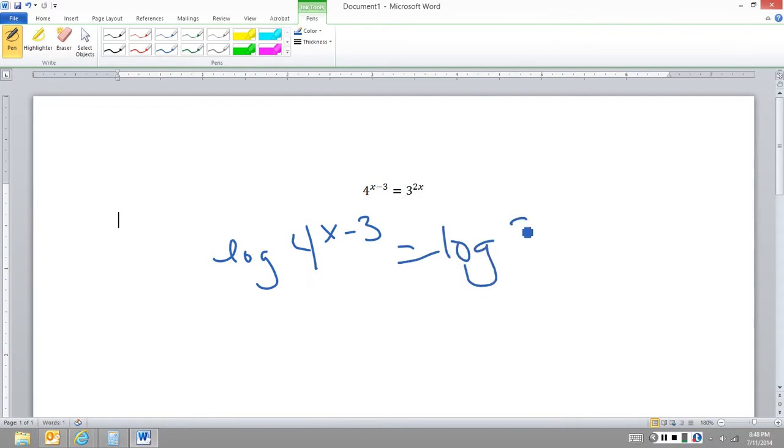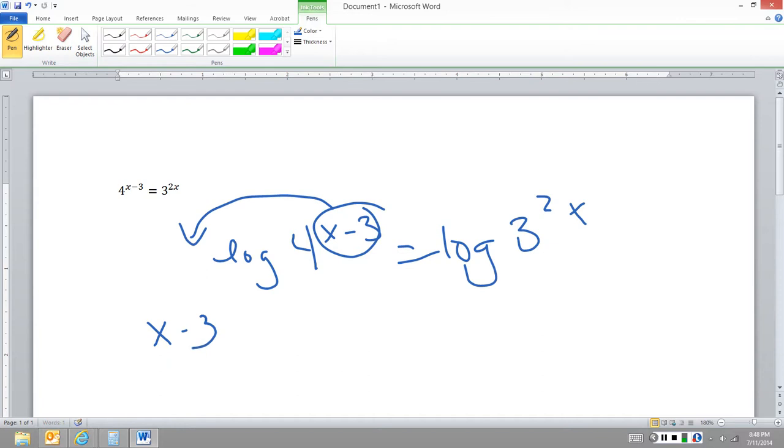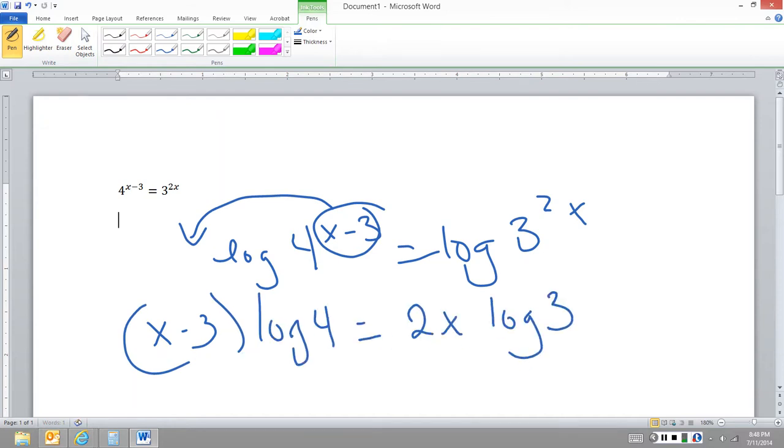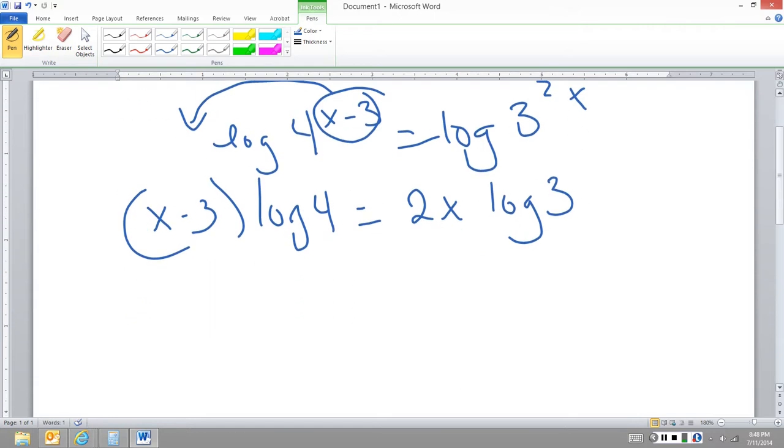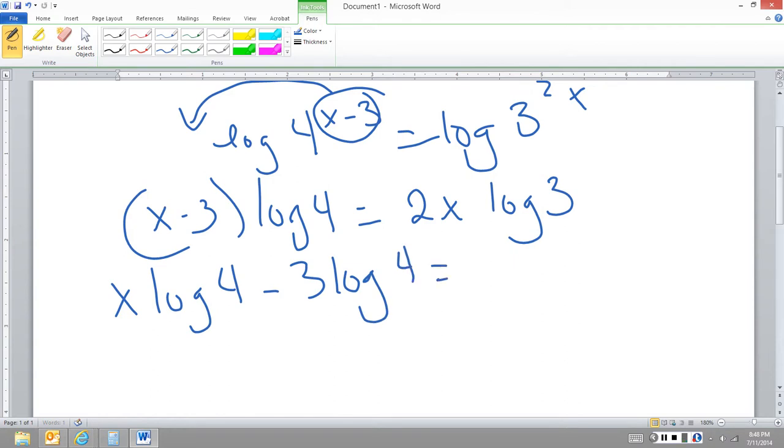I'm just using my log base 10. And then, because of the rules of logs, I am able to bring these forward, the power rule. So I have x minus 3, the log of 4, equals 2x, the log of 3. Then here I can distribute: x log 4 minus 3 log 4 equals 2x log 3.